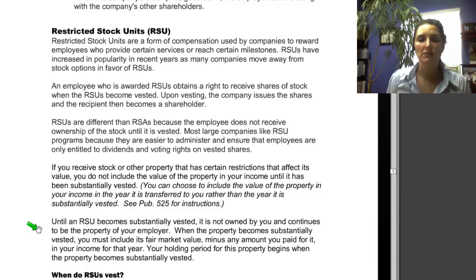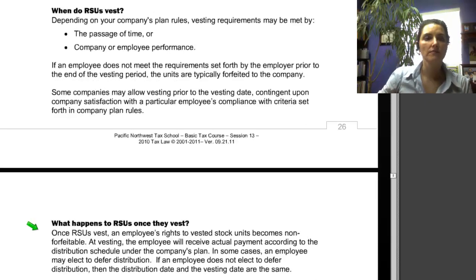Until an RSU becomes substantially vested, it is not owned by you and continues to be the property of your employer. When the property becomes substantially vested, you must include its fair market value minus any amount you paid for it in your income for that year. Your holding period for this property begins when the property becomes substantially vested.